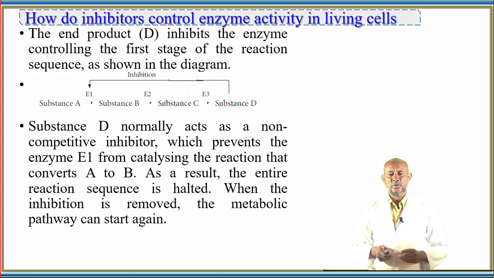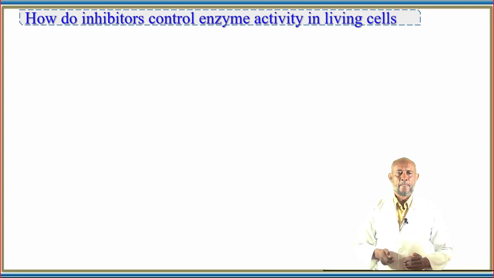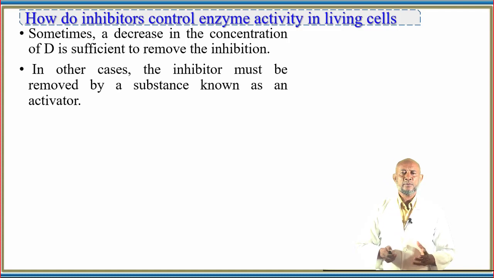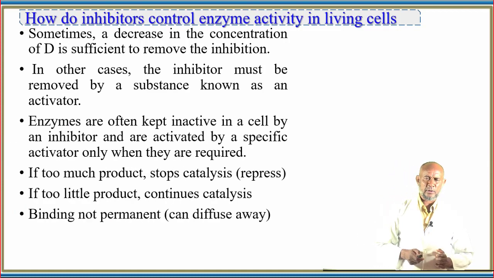When the inhibition is removed, the metabolic pathway can start again. Sometimes a decrease in the concentration of D is sufficient to remove the inhibition. In other cases, the inhibition must be removed by a substance known as an activator. Enzymes are often kept inactive in a cell by an inhibitor and are activated by a specific activator only when they are required. If too much product, stop catalysis, that is repress. If too little product, continue catalysis, that is activate.